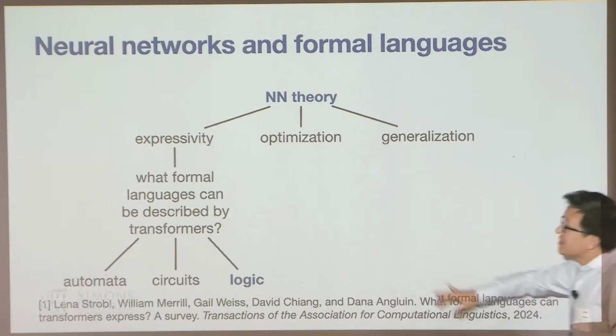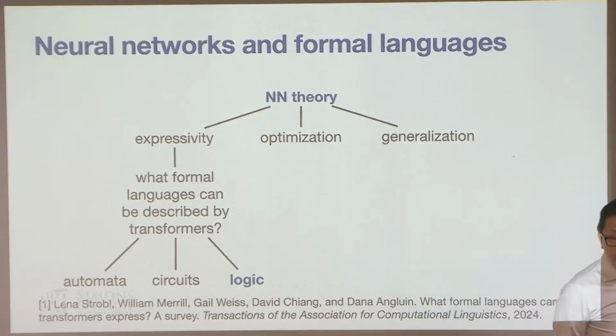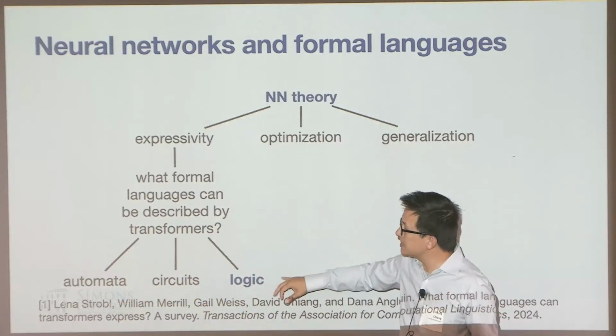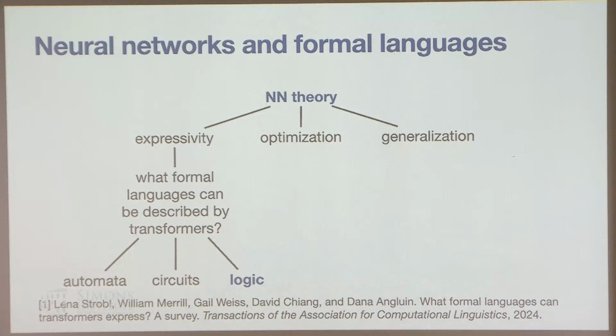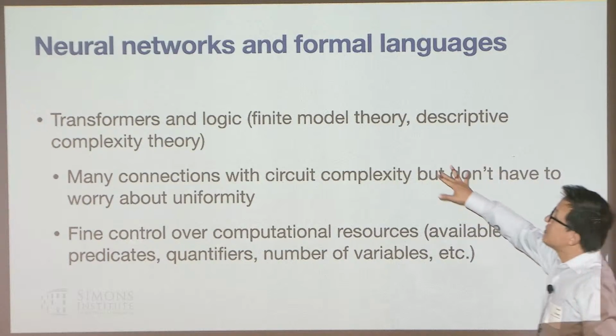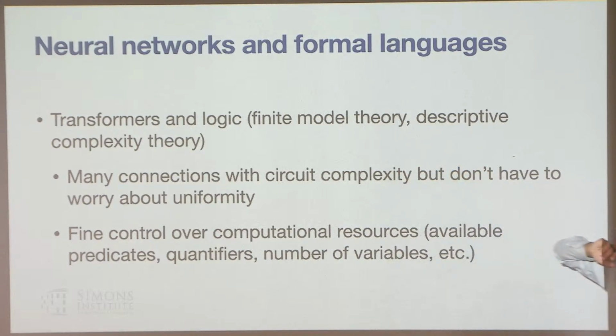All right, so within this space of approaches, talking about transformers as recognizers of formal languages, Bingbin talked about relating automata to transformers. Will talked about circuit complexity. Today, I'd like to talk about logic. Also known as finite model theory or descriptive complexity theory, we use logical formulas as ways of describing formal languages. There are lots of connections between this approach and circuit complexity. I just personally find logic easier to think about. In particular, we don't have to worry as much about the uniformity conditions.